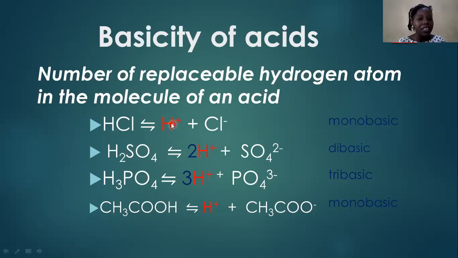For hydrochloric acid, it has 1 hydrogen and it is replaceable. In tetraoxosulfate acid, it has 2 hydrogen and it is replaceable. In phosphoric acid, that's tetraoxophosphate acid, it has 3 hydrogen and it is replaceable. Then in ethanoic acid, it has 4 hydrogen, but only 1 is replaceable. That's why it is referred to as a monobasic acid. While HCl is monobasic, tetraoxosulfate is dibasic, tetraoxophosphate(V) acid is tribasic, while ethanoic acid is monobasic.